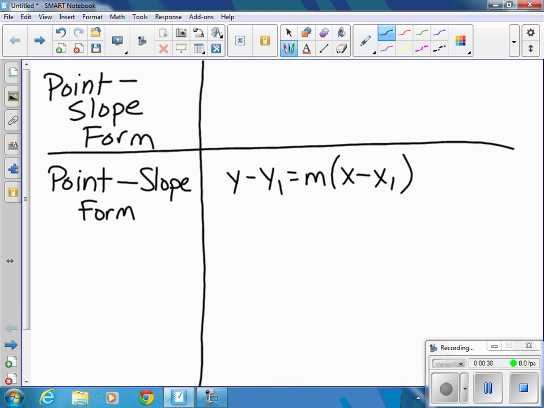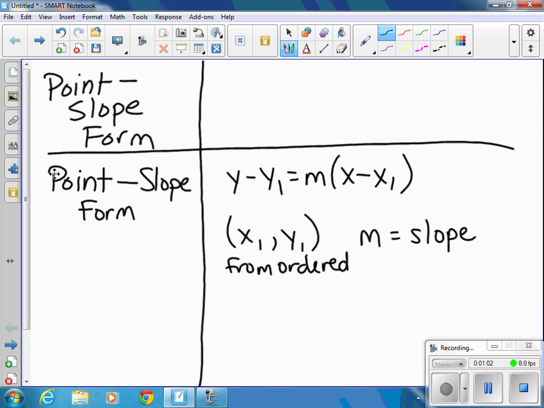There are certain parts of this that come from certain places. The x1 and y1 are the parts of your ordered pair. So you will have a point, and the x1 and y1 are the numbers that are sitting in that ordered pair. And then the m is what you know of as the slope.